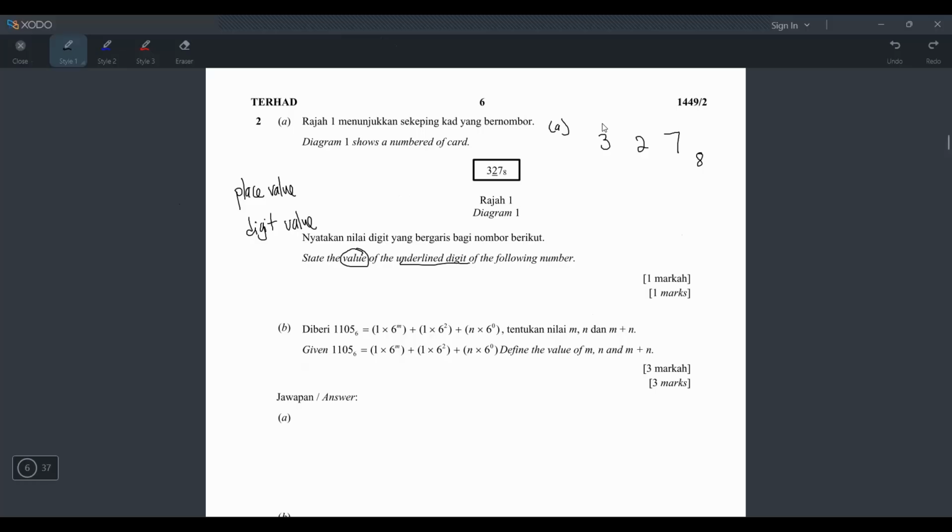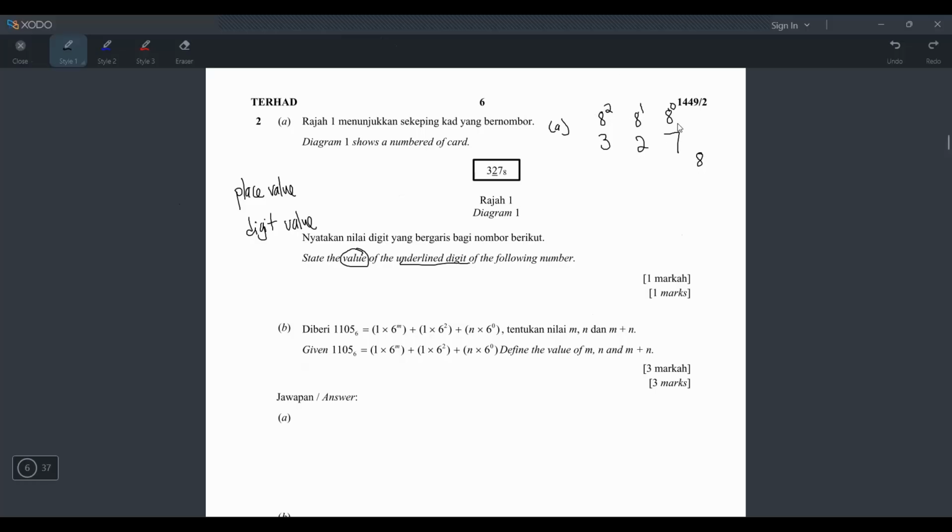How do you want to convert this whole thing to base 10? You have to write down the place value first. On top of every digit, you have to write down the place value. And if it's base 8, the place value will be 8 power 0, 8 power 1, 8 power 2. In Bahasa Melayu, we call it nilai tempat. In Chinese, it's the 位数. So for base 8, it will be 8 power 0, 8 power 1, 8 power 2.